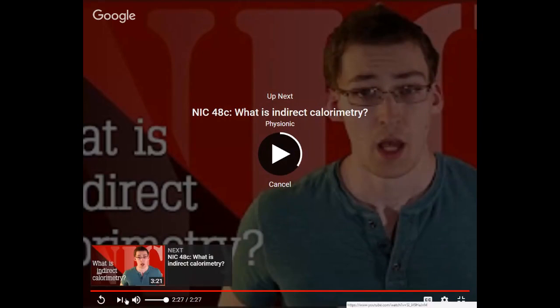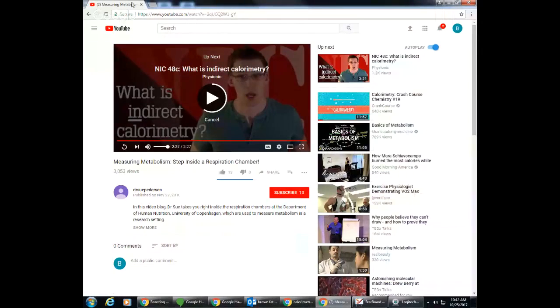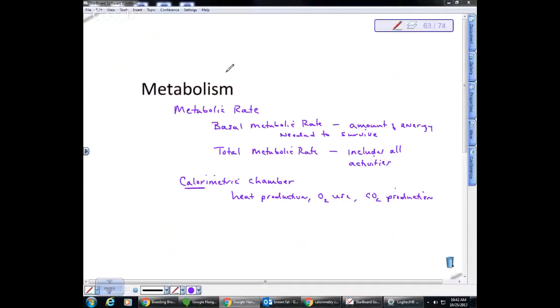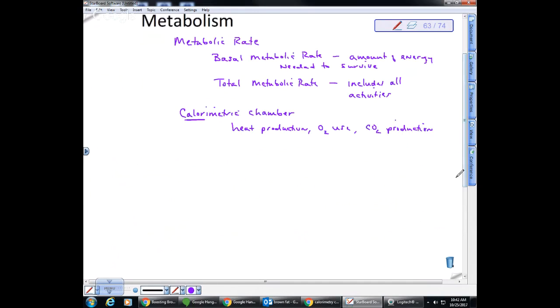Okay, so that's an example of a calorimetric chamber. She called it a respiration chamber, but it's also measuring heat, so it's more of a calorimetric chamber. So that is one way that we can estimate metabolism. We can also look at what affects metabolism. So we could look at factors.